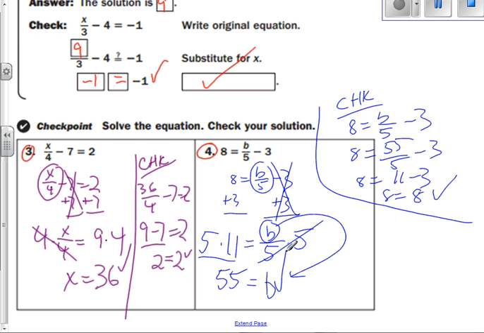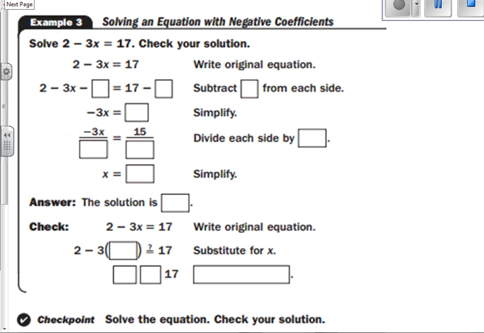All right. So let's see what's next. I think this is our last one on 3.1. So we have an equation here: 2 minus 3x is equal to 17. We're going to be working with a negative coefficient now. So let's go ahead and work this problem out.